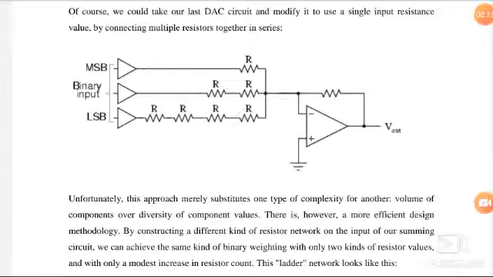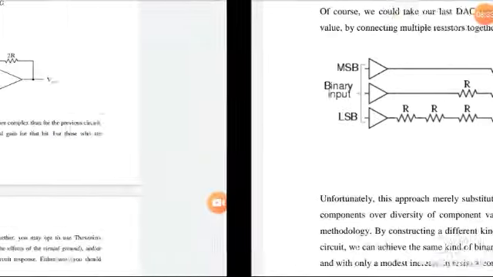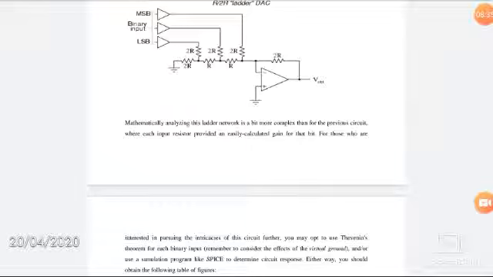By constructing a different kind of resistor network on the input of our summing circuit, we can achieve the same kind of binary weighting with only two kinds of resistor values, and with only a modest increase in resistor count. This ladder network looks like this. Now we are going to discuss this ladder mathematically.